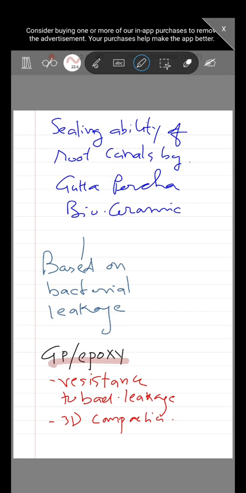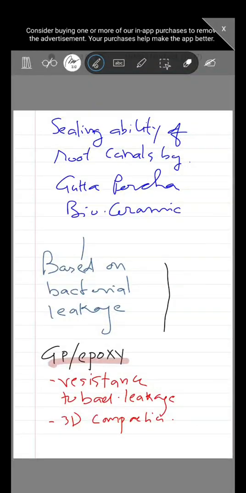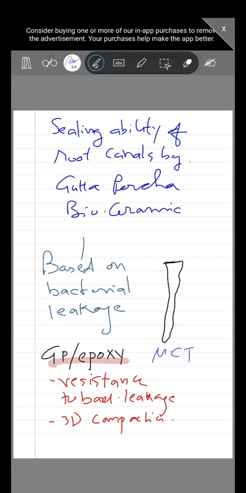Now, microcomputed tomography images of these roots were taken. If these are the roots, they underwent micro-CT, and a blue color region was obtained. So this is the region which indicates gaps or voids.